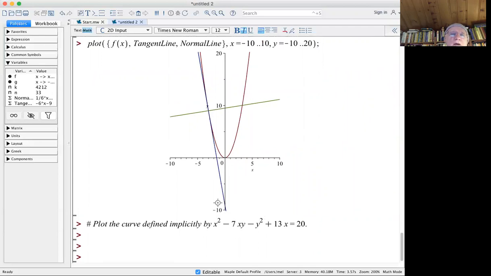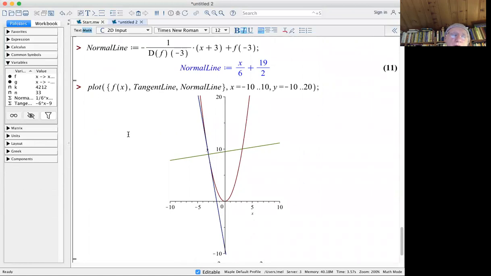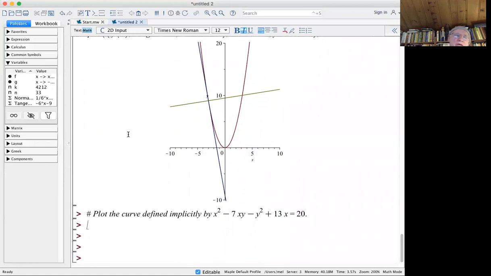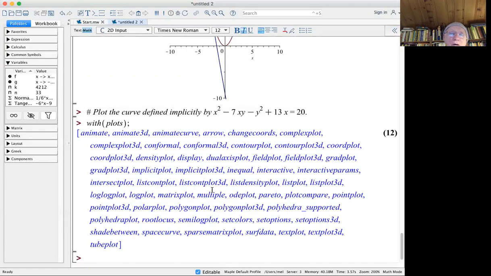So far, the only plotting command we had was plot. But in fact, there are many different graphical ways to plot something in Maple. But you have to open up a package of plots. And the command to open up a package of commands in Maple is with. So if you write with plots, you have all of these different ways to graph things. And most of them we'll never use in this course. But one which we will use right now is something called implicit plot.